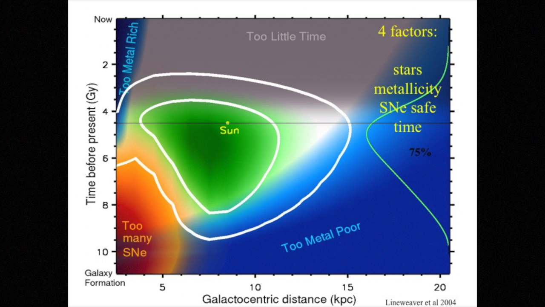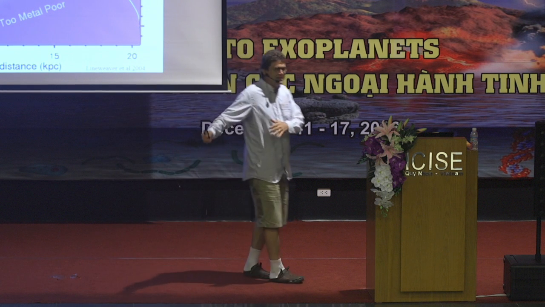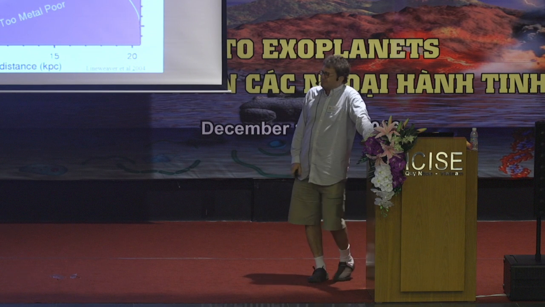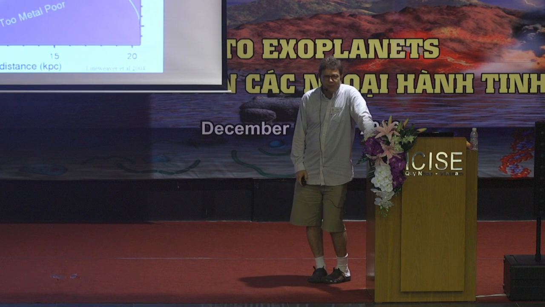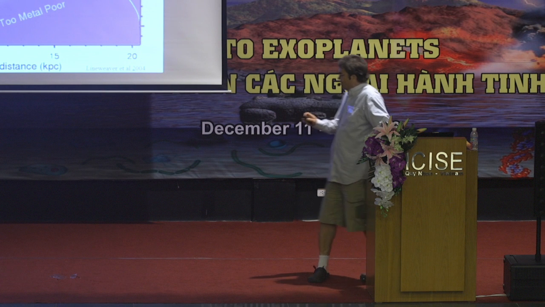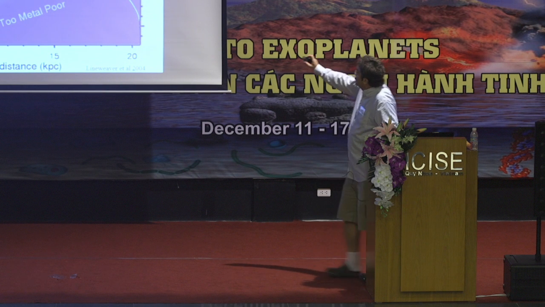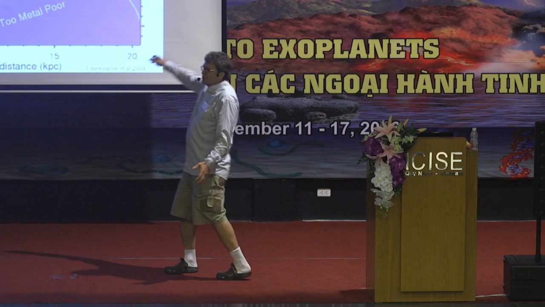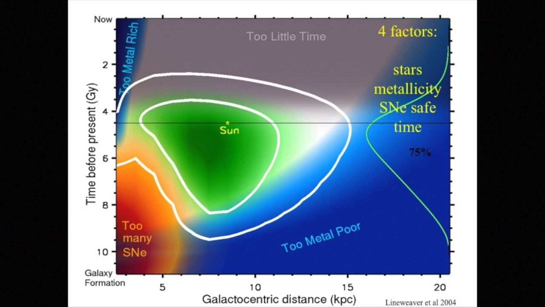And then we have a too-metal-rich region. The idea here was that if you have a very metal-rich star, you're much more likely to have a hot Jupiter, which has migrated or been scattered into the interior part of its planetary system, in which case you may have destroyed the Earths. And then here is too little time. There's not enough time. Remember, this is a plot for complex life.